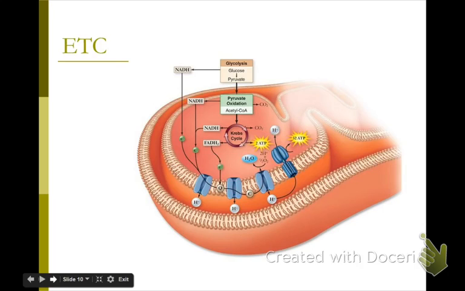And it does that over and over and over again, so that we have a very high gradient of hydrogens in the intermembrane space and a very low hydrogen gradient on the inside of the matrix. And we know if there's a high amount and a low amount, what happens?